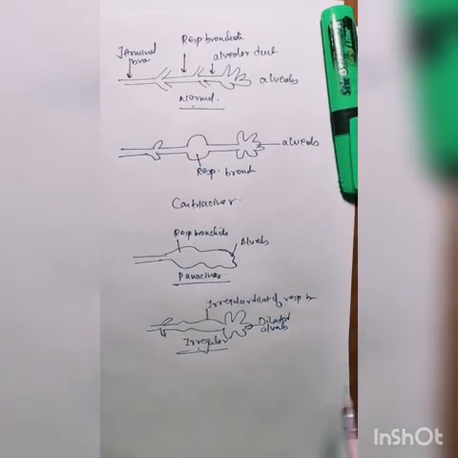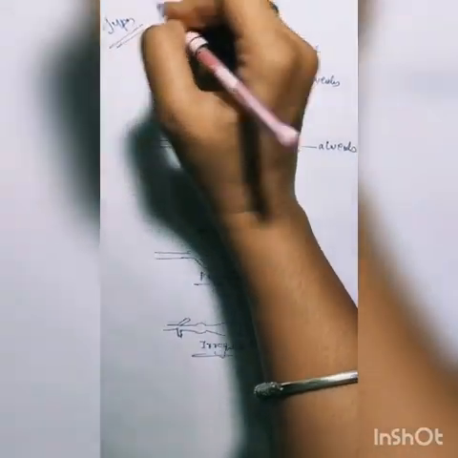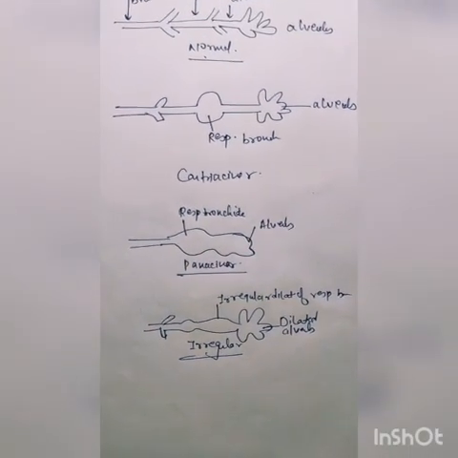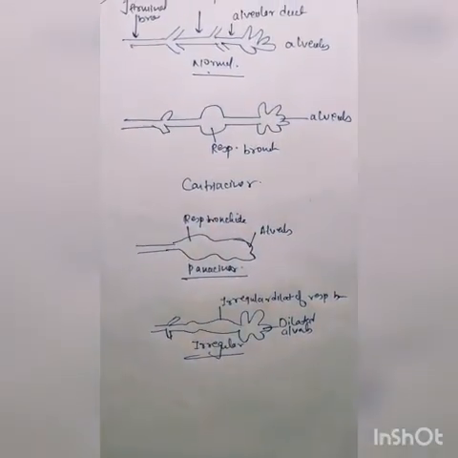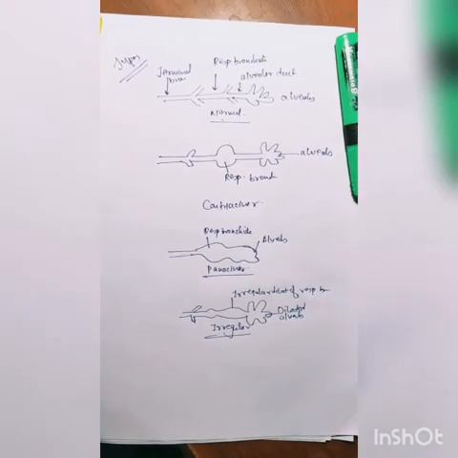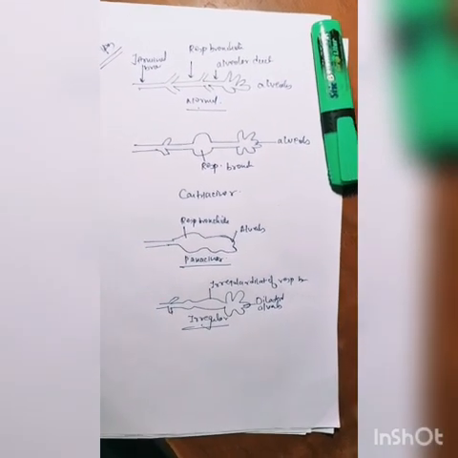Okay. Now let's come to the types of emphysema. There are normally 4 types of emphysema: centriacinar emphysema, panacinar emphysema, irregular emphysema, and paraseptal emphysema.